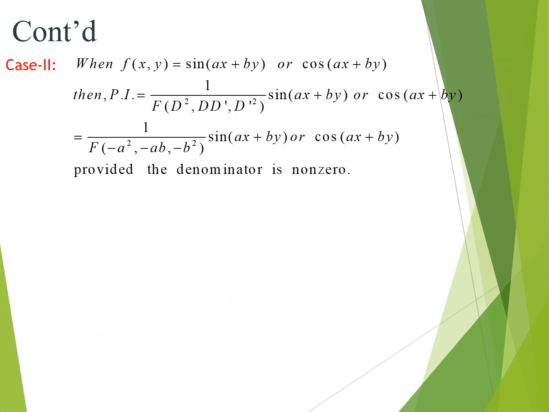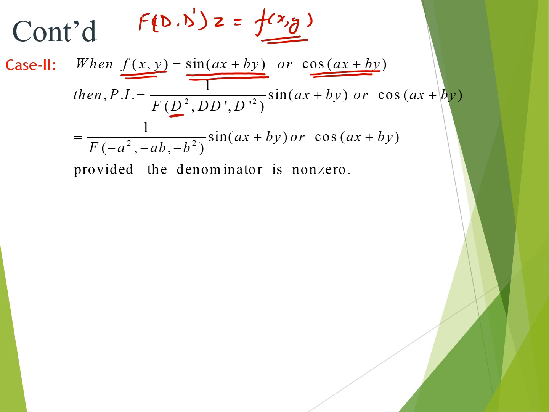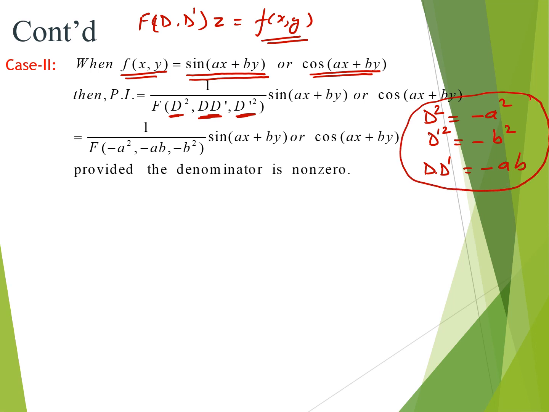Now continue with the second case, when f(x,y) is on the right side, because the partial differential equation is f(D, D dash) z is equal to a function of x and y. The first case is when the function of x and y is e to the power ax plus by, and the second case is when the function is equal to sine(ax plus by) or cos(ax plus by). In this case, the function is represented in terms of D square, D D dash, and D dash square. So D square is replaced by minus of a square, D dash square is replaced by minus of b square, and D into D dash is equal to minus of ab. We have to replace these values in the denominator, and remember the denominator is never 0.